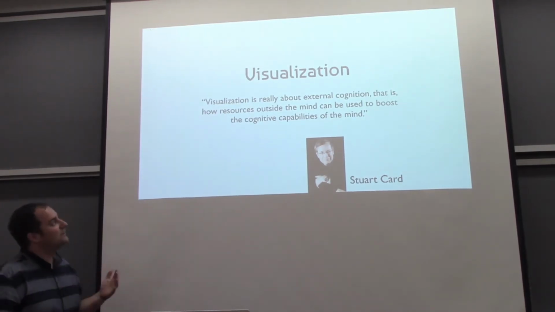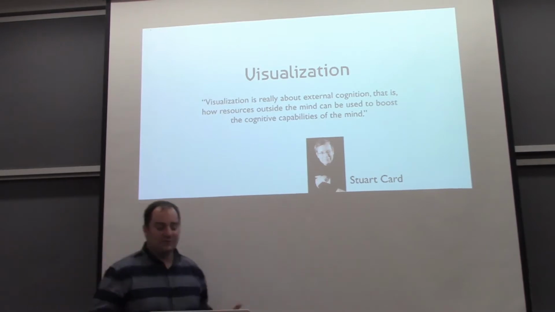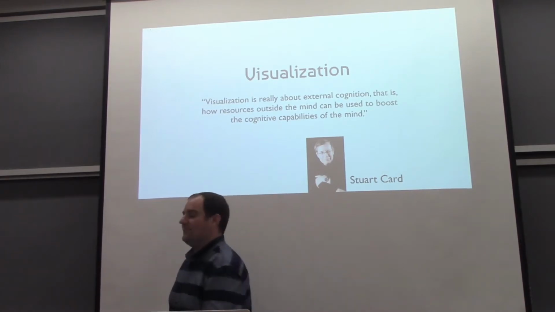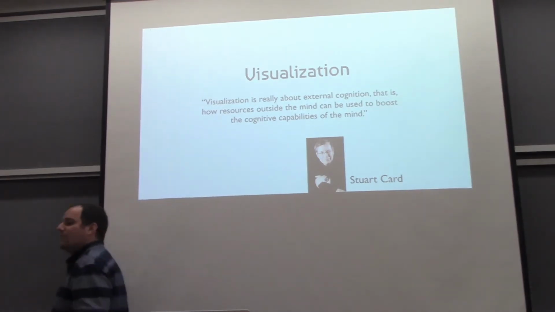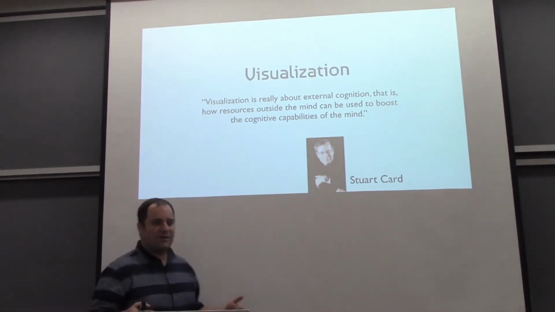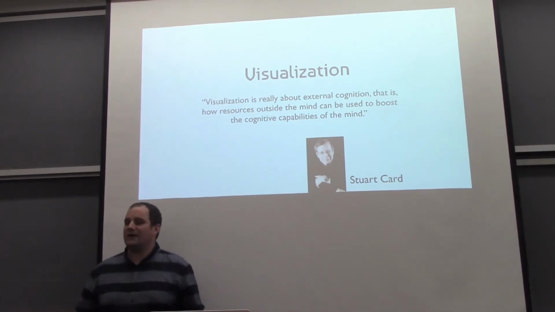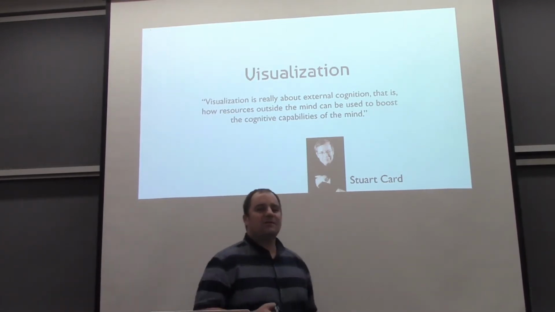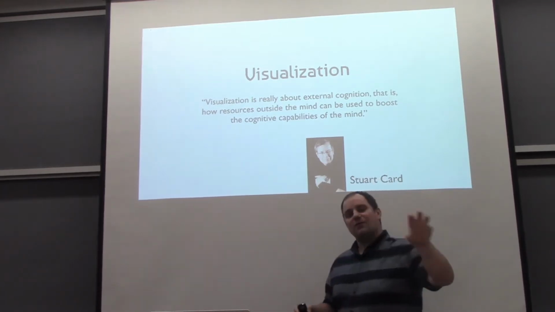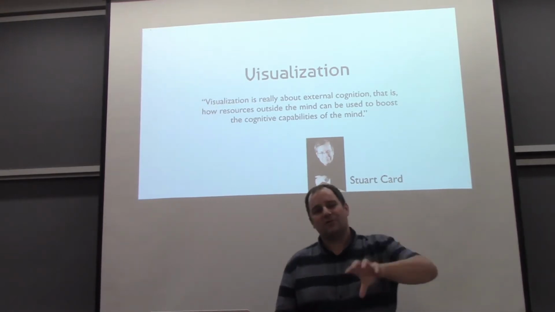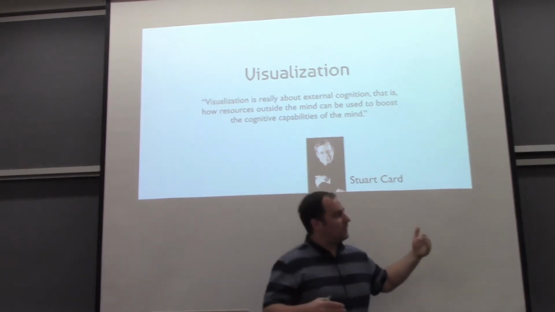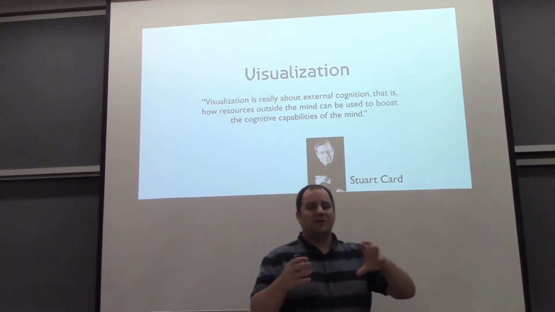This is Stuart Card, who is a famous researcher who worked at PARC, I think. He thinks about visualization as really being about external cognition. That is, how resources outside the mind can be used to boost the cognitive capabilities of the mind. So what does he mean by that? What he means is that we're not able to simply look at a data file, like an Excel spreadsheet, read everything, and then process it in our heads. We're not good at that. We need something like a chart, like a scatter plot or whatever other visualization technique, to look at things in sequence, spot correlations, spot trends, and so on, and then bring that into context with what else we see. So it's about things that make us smart.